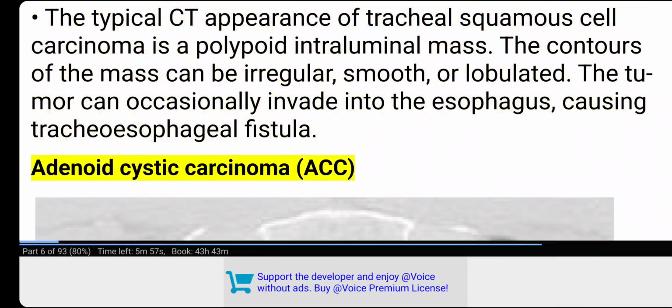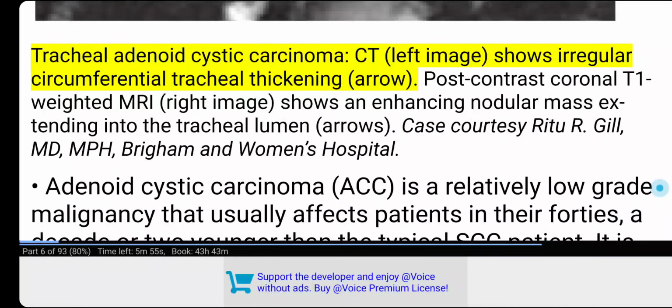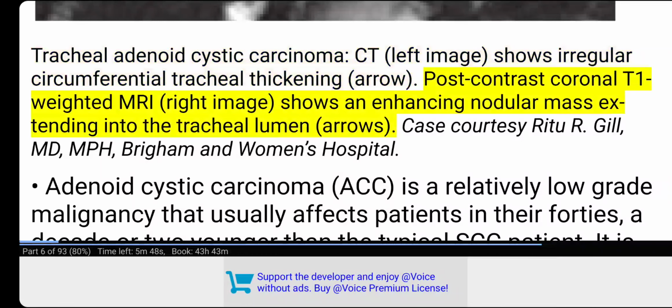Adenoid cystic carcinoma, ACC. Tracheal adenoid cystic carcinoma. CT, left image, shows irregular circumferential tracheal thickening, arrow. Post-contrast coronal T1 weighted MRI, right image, shows an enhancing nodular mass extending into the tracheal lumen, arrows. Case courtesy Ritu R. Gill, MD, MPH, Brigham and Women's Hospital.